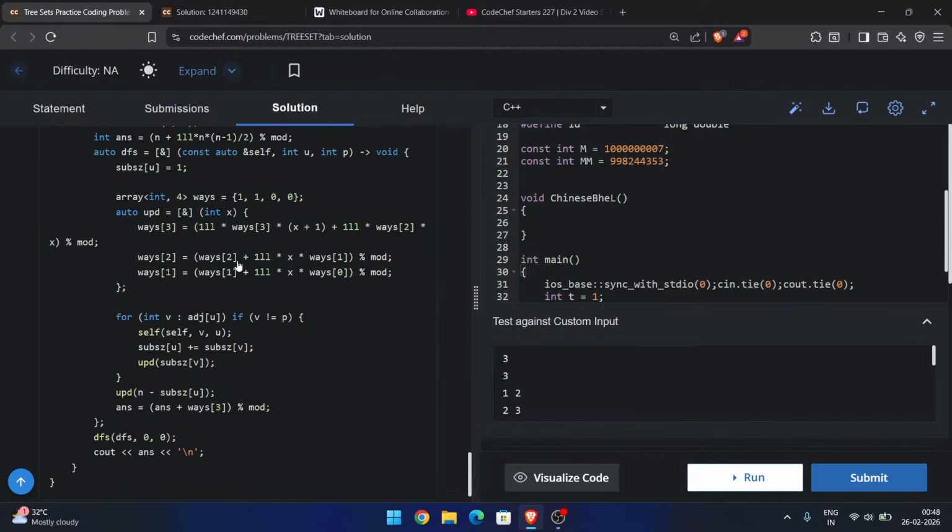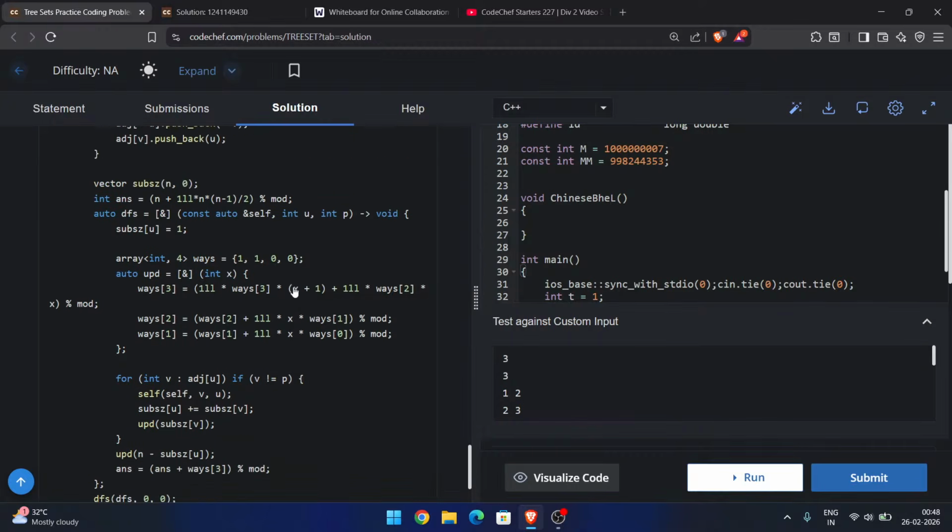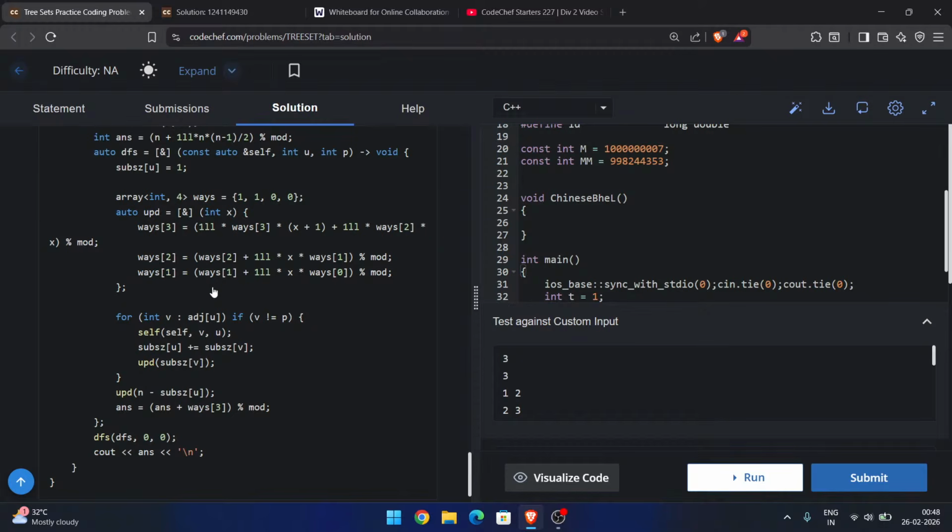What is x? x is the size of the subarray. And why plus 1? Because if we decide to choose this, that's why plus 1. And plus what if we have chosen previously only base 2? That is base 2 into this x. Similarly, base 2 is also updated: if we don't choose anything, then base 2 would be the same, plus if we decide to choose one from this, then the earlier one would be considered here. And similarly for base 1.